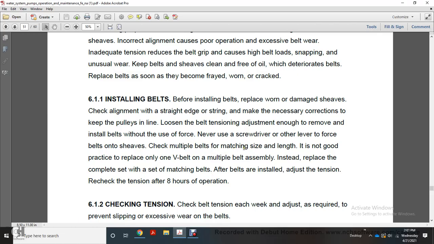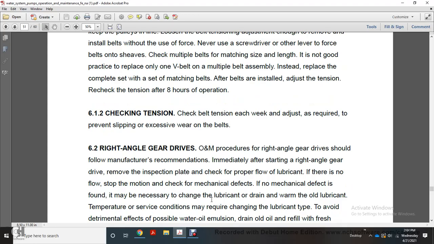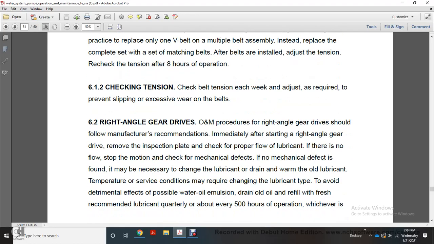Check that multiple belts are matched in size and length. Replacing a single V belt in a multiple belt assembly is not good practice. Instead, replace the complete set of matching belts. After belts are installed, adjust the tension. Recheck the tension after 8 hours of operation. Check the belt tensioning each week, adjusting as required to prevent slipping and reduce wear on the belts. Right angle gear drive.